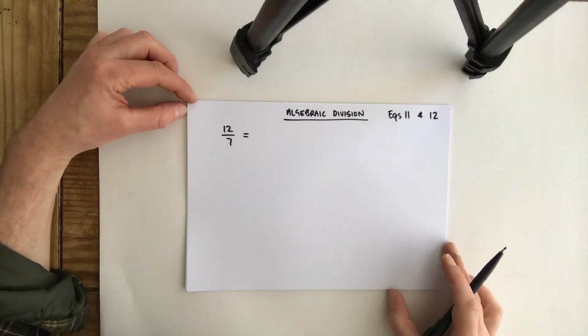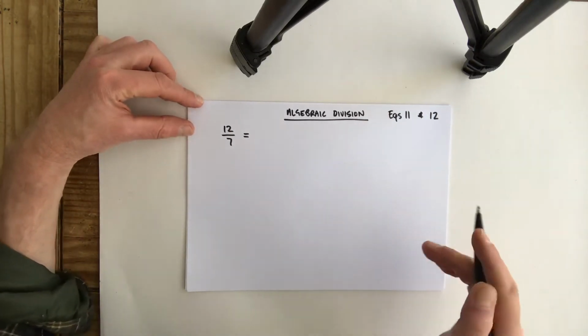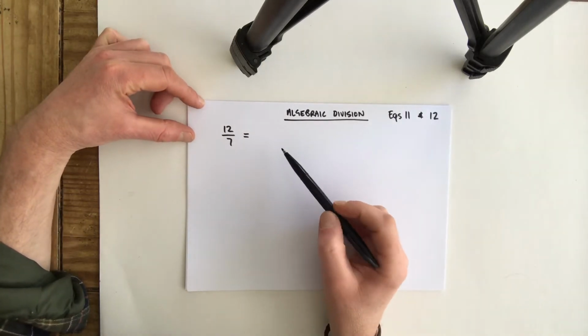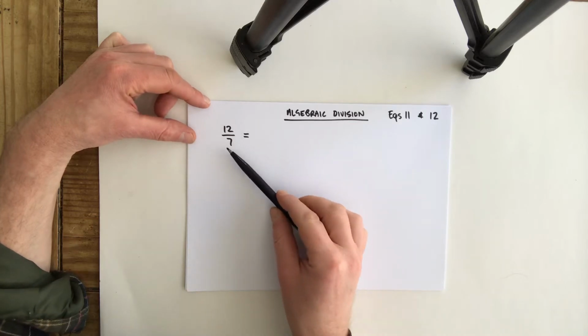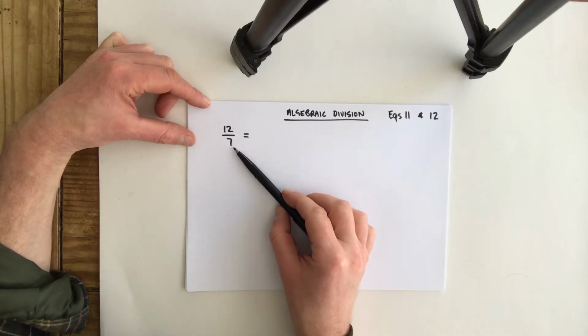Okay, lesson 3 of algebraic fractions. This deals with algebraic division. And these particular algebraic fractions are top-heavy, like vulgar fractions. So here's a numeric example, 12 over 7.